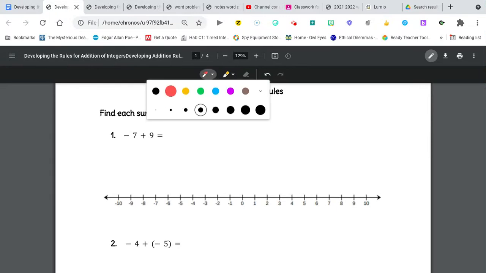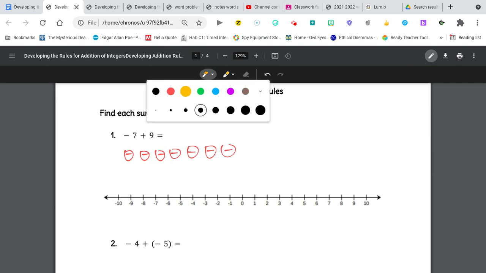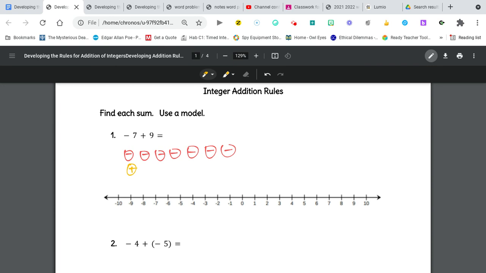I'm going to start off with the chips first. So, of course, we know that's 7 negatives: 1, 2, 3, 4, 5, 6, 7, and that's going to be 9 positives. I'm going to quickly go through this because we already know it. So I can make a total of, as you can see, 7 zero pairs, and I'm left with positive 2.